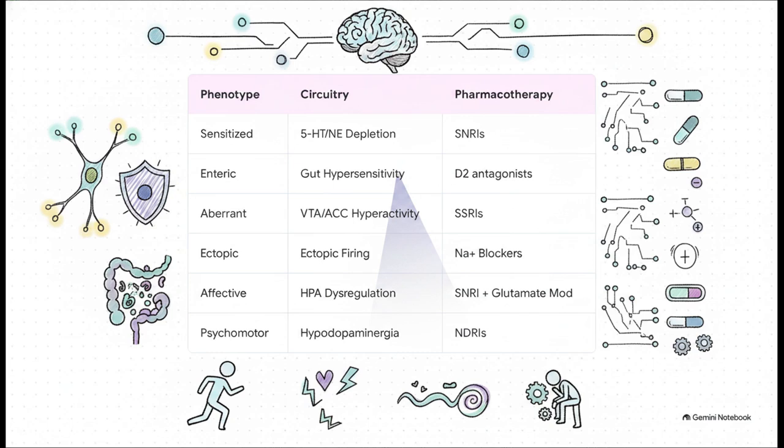So here is our foundational matrix. And right off the bat, we are shifting entirely away from vague psychological labels. We're moving strictly into circuitry level, brain medicine realities. We're going to be exhaustively covering 6 distinct phenotypes today. We've got the sensitized, the enteric, aberrant salience, the ectopic or FND phenotype, the affective somatic, and finally, the psychomotor phenotype. And here's the key. Each one of these has a highly specific clinical presentation, an exact underlying circuitry error, and targeted pharmacotherapy.